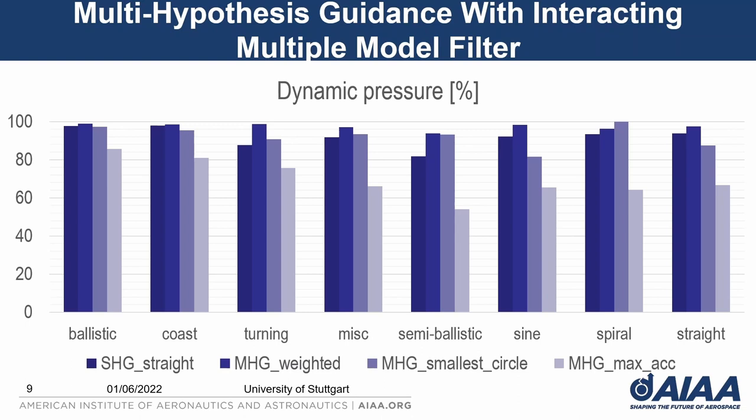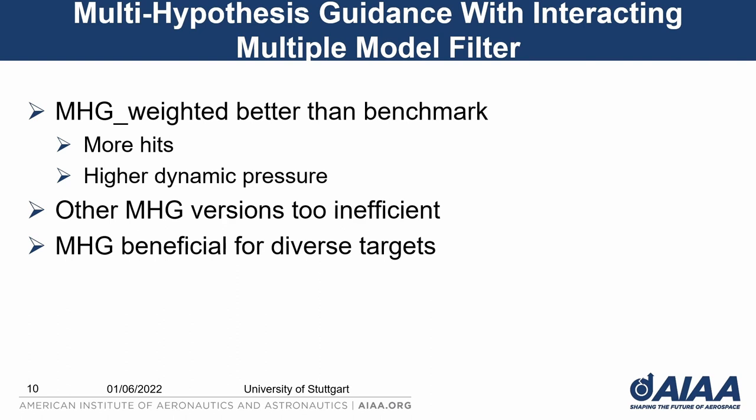It stands out that the multi-hypothesis guidance with the maximum acceleration always achieves a lower dynamic pressure, which results from the high accelerations, which cause high induced drag, which slow down the vehicle. In conclusion, one can say that the multi-hypothesis guidance with a weighted average scored much better than the benchmark. Not only did it score more hits for every category of target, it also did so with a higher dynamic pressure. The other two versions of the multi-hypothesis guidance were usually just too inefficient to hit the target.